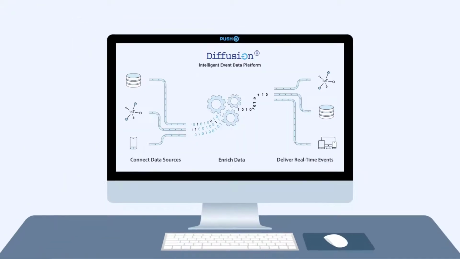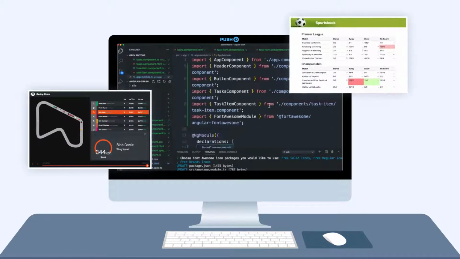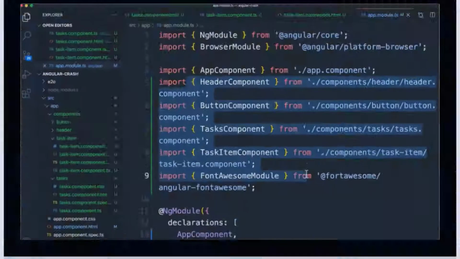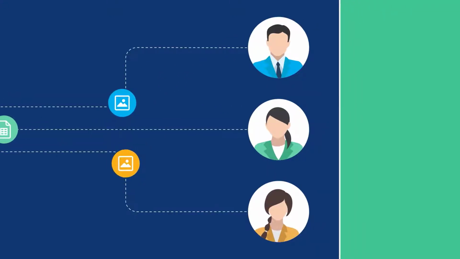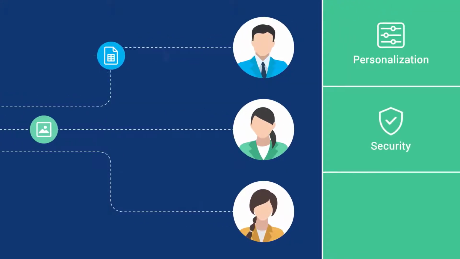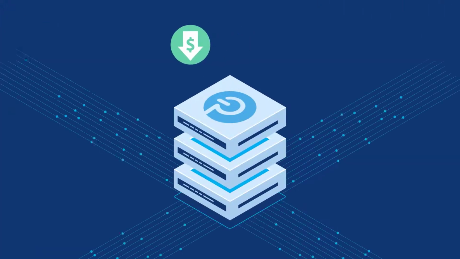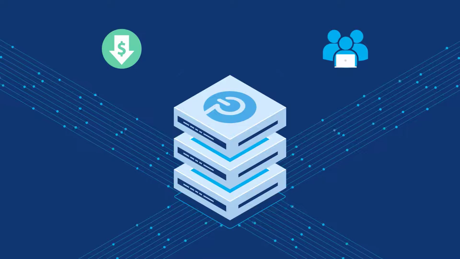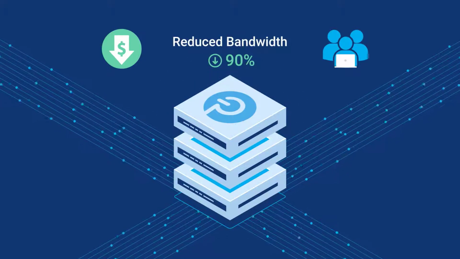Here's why you need Diffusion. You can build event-driven applications faster thanks to Diffusion's low-code development features. You gain granular control of the data that you send to users. This improves personalization, security, and regulatory compliance. You can lower operational costs and scale to millions of users thanks to the Delta streaming protocol that reduces the bandwidth used by more than 90%.